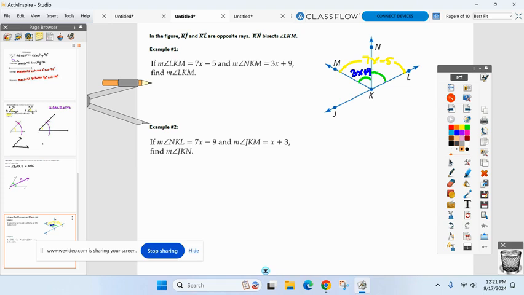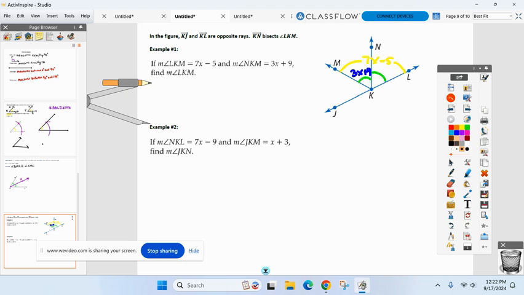Can I just set 7x minus 5 equal to 3x plus 9? No, those angles aren't congruent. That doesn't make sense. What markings did you guys put? Congruent marks, right? So where you guys put 3x plus 9, what can I put on the other congruent mark right next to it?